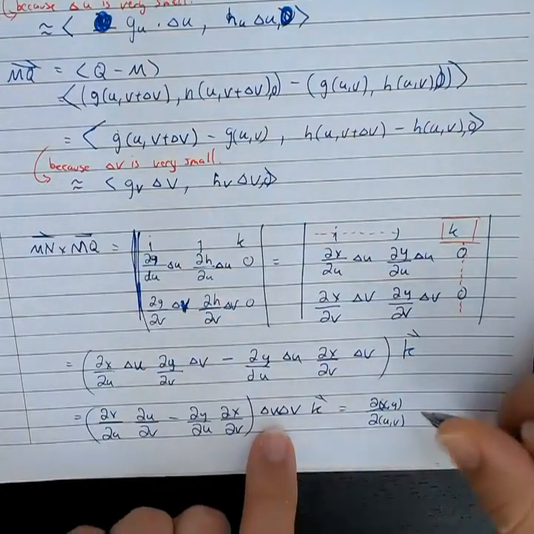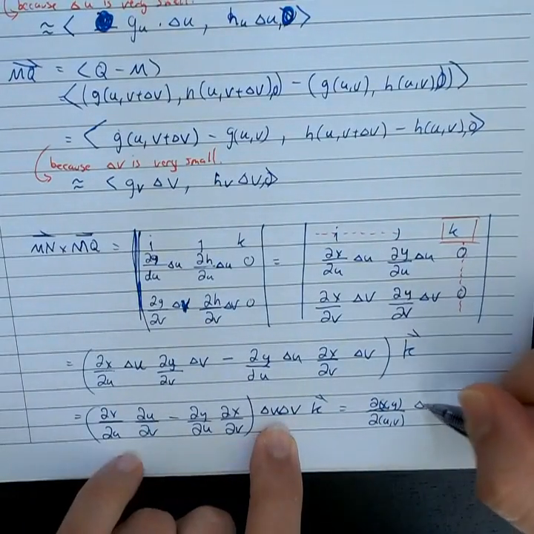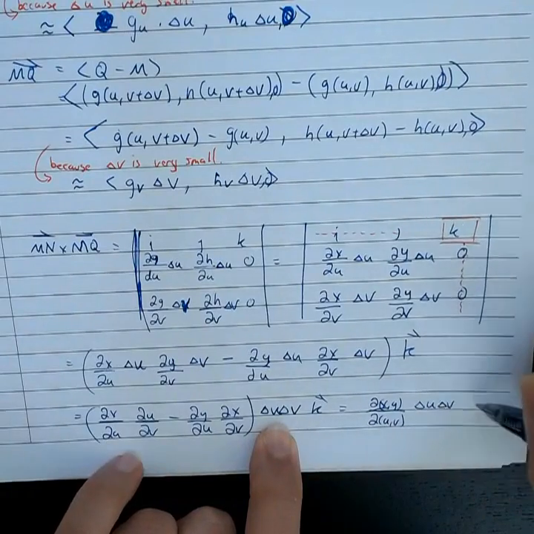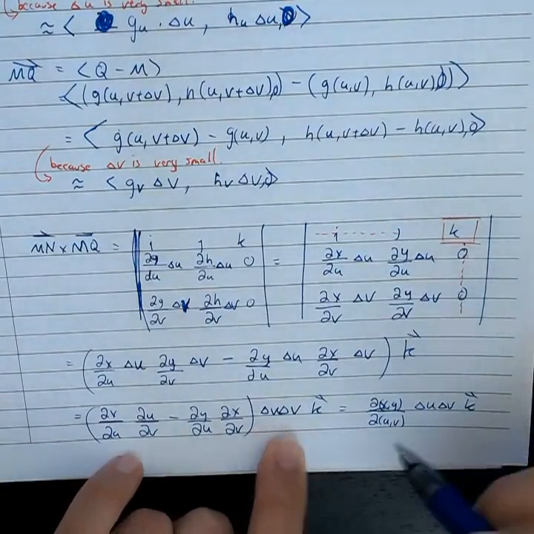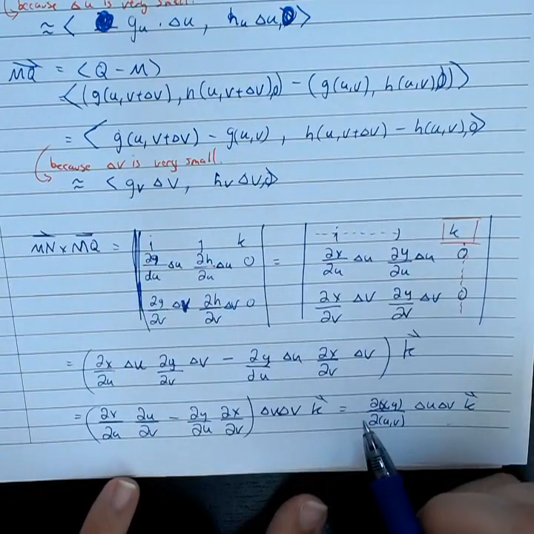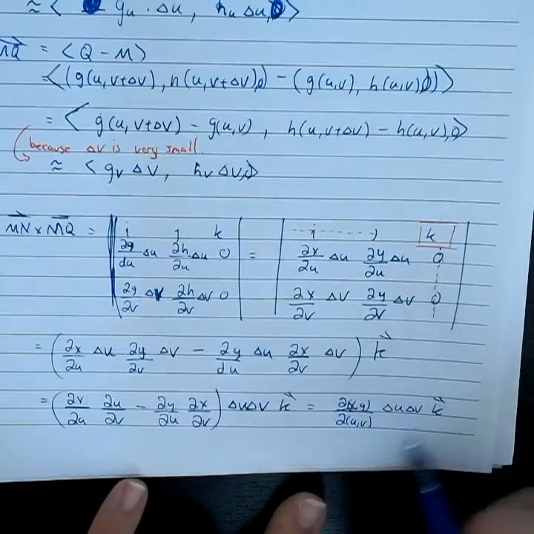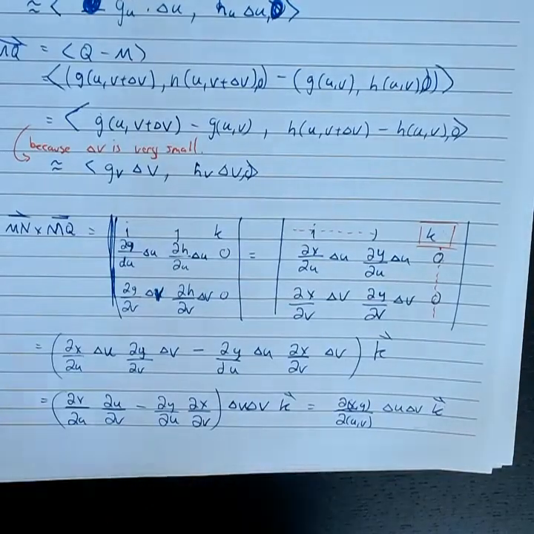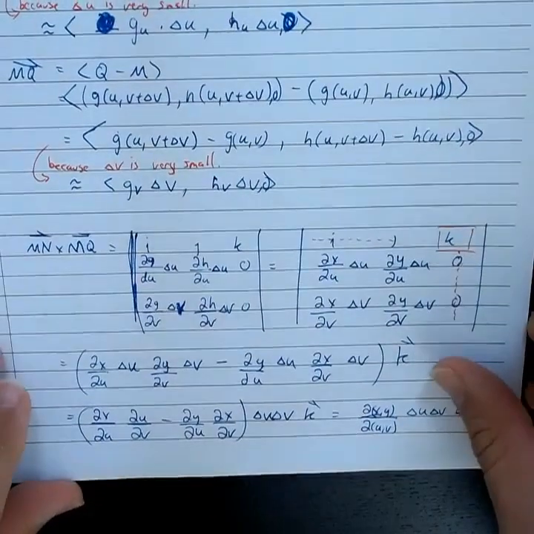So here that's the Jacobian times delta u delta v times k, which really means this is the third component. If you wrote this in this form, it would just be 0, comma 0, comma this thing right here. And so we're just about done.